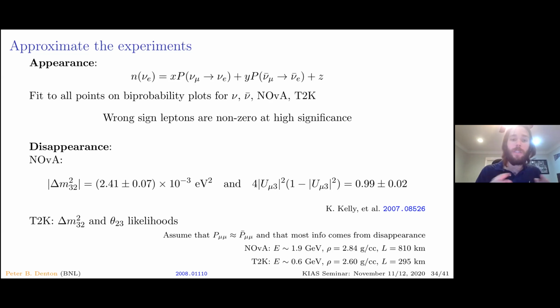For disappearance, it's a little bit trickier. For NOvA, this paper from Fermilab and Brazil, the Brazilian team presented some simple expressions. And then for T2K, we used their likelihoods for delta m squared 3,2 and theta 2,3. We made some assumptions that are probably okay.